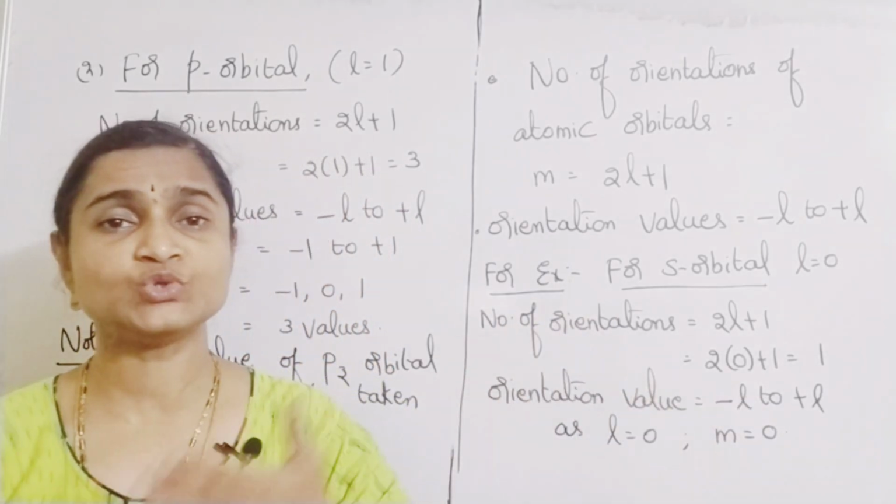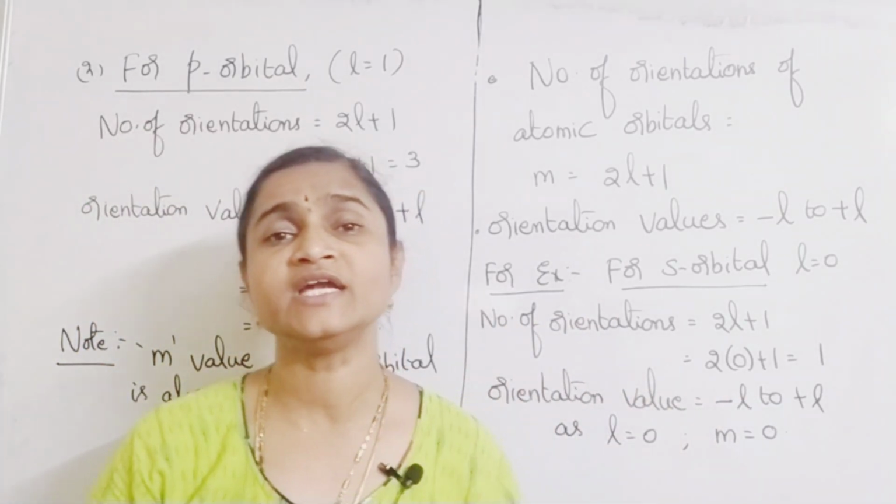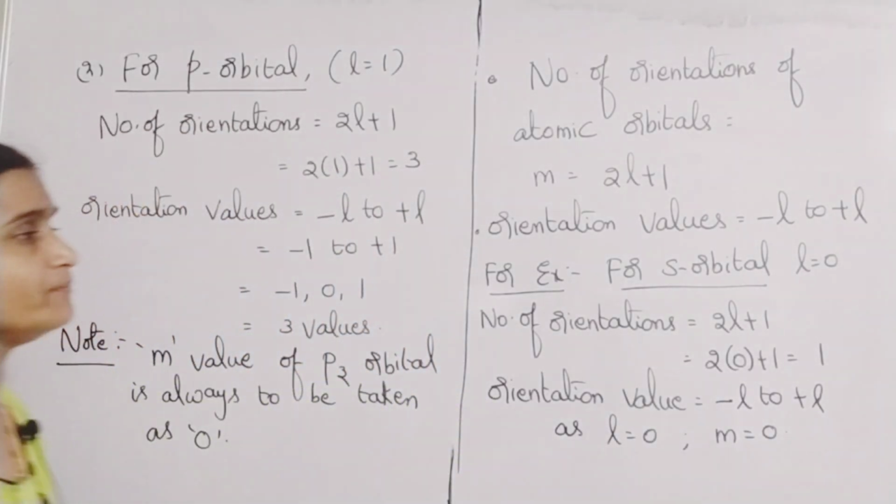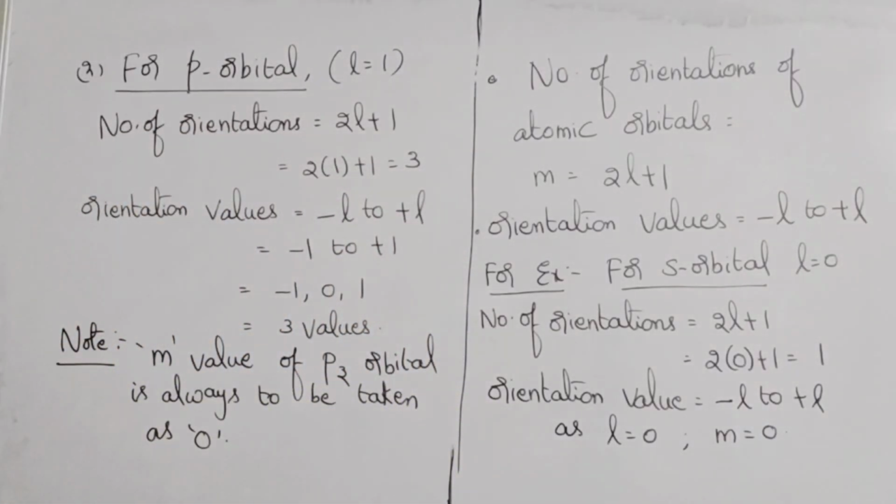Those are from -2 to +2, and 0 orientation is given for whom? dz2 orbital. Okay, so this is regarding what we call magnetic quantum number.